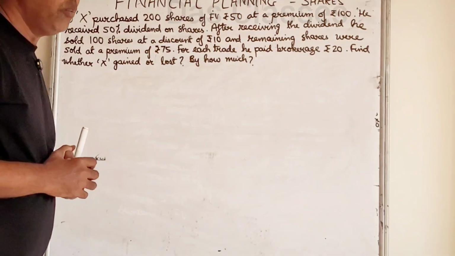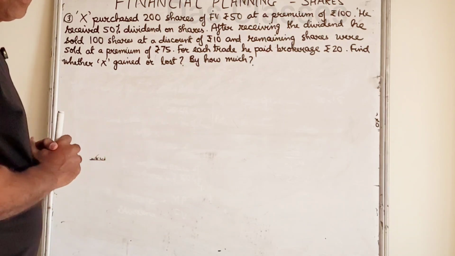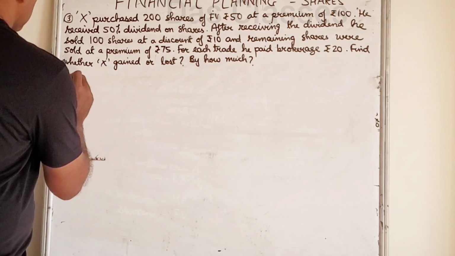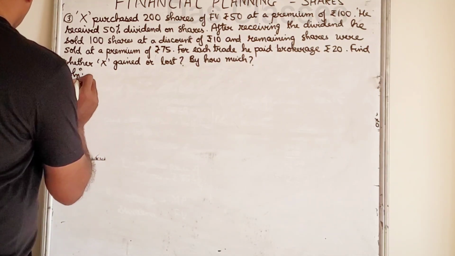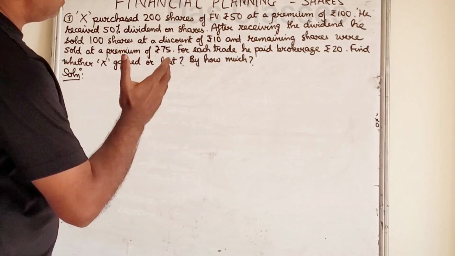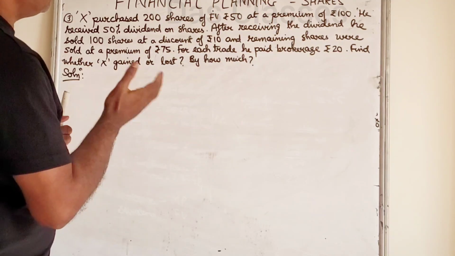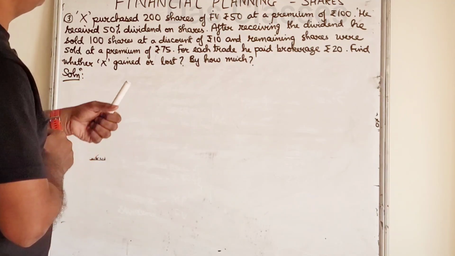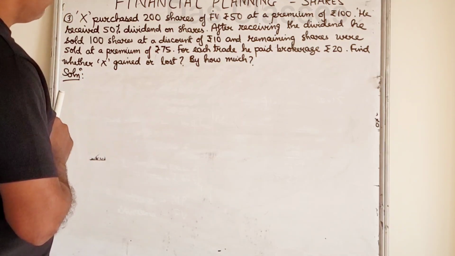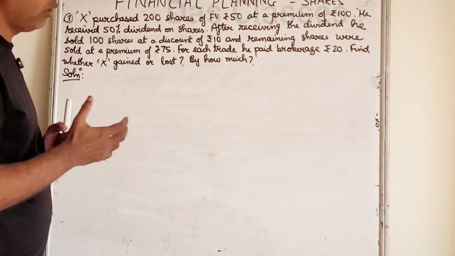So the third sum we are going to see is a comprehensive sum in which we have included everything, so that it's going to be a total revision of the concept of shares. So what is the question? X purchased 200 shares of face value rupees 50 at a premium of rupees 100. He received 50% dividend on shares. After receiving the dividend, he sold 100 shares at a discount of rupees 10 and the remaining shares were sold at a premium of rupees 75. For each trade, he paid brokerage rupees 20. Find whether X gained or lost, and by how much.